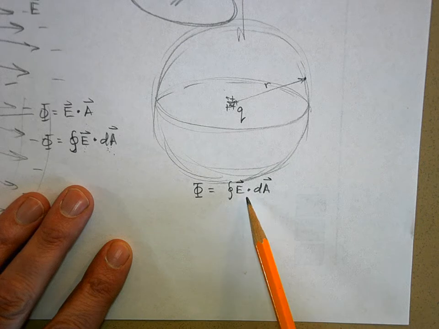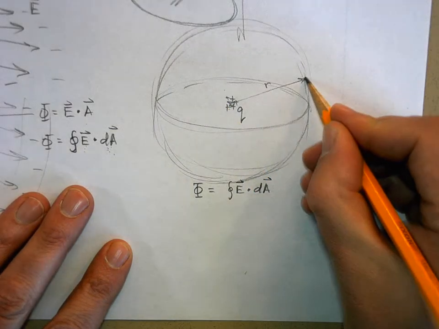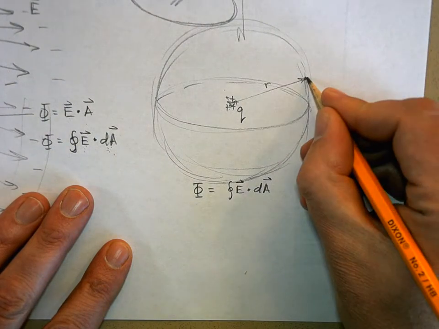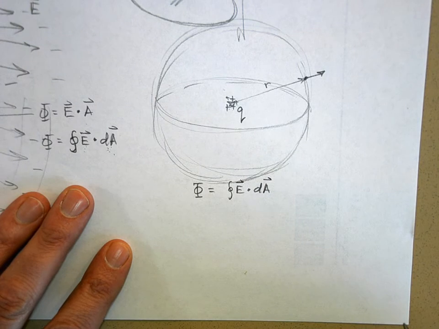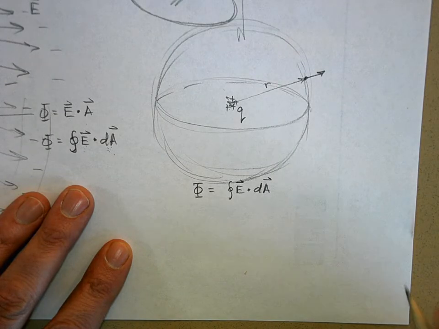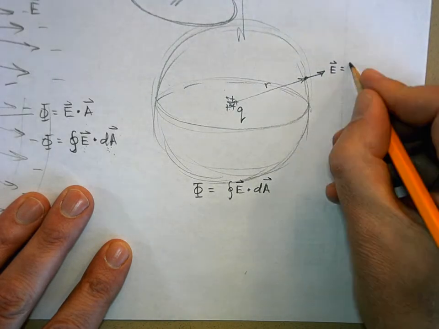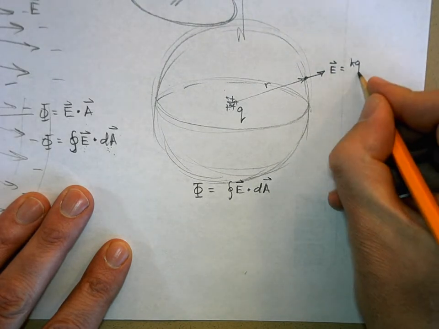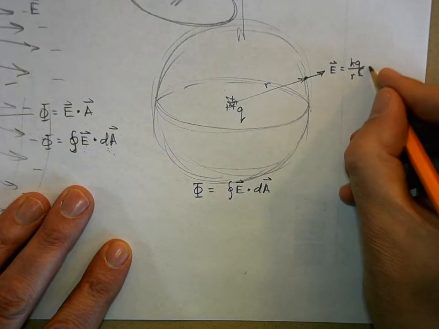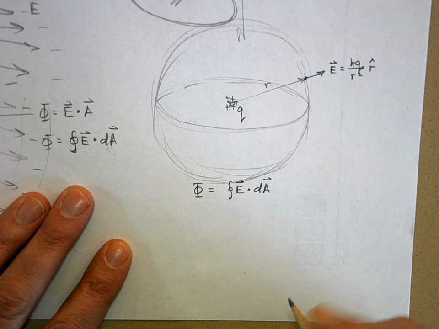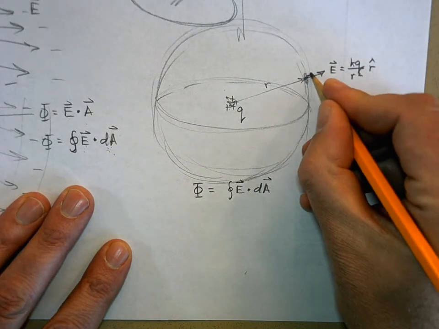So what I did, though, is I chose a sphere because what is the electric field right there? What's the strength of the electric field at that point? Well, we know what the electric field is for a point charge. E is equal to kQ over R squared, isn't it? In what direction? The R hat direction. Well, look at my little dA right here. There's dA.